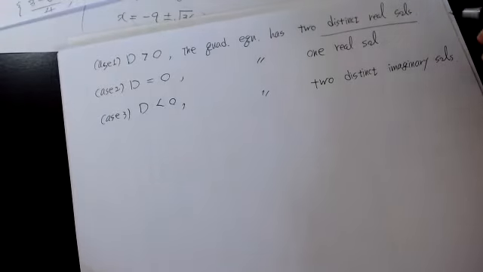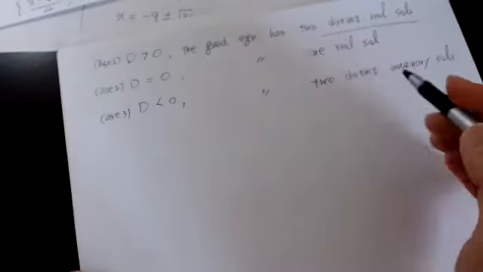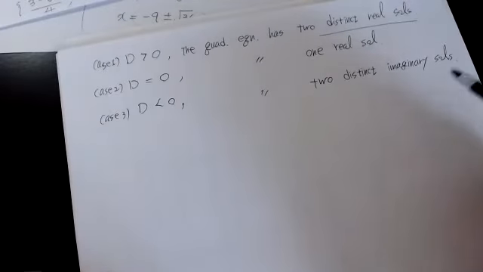Sometimes the textbook says "no real solution." But no real solution means that the equation has an imaginary solution. So keep this in mind. Let's see example 5.